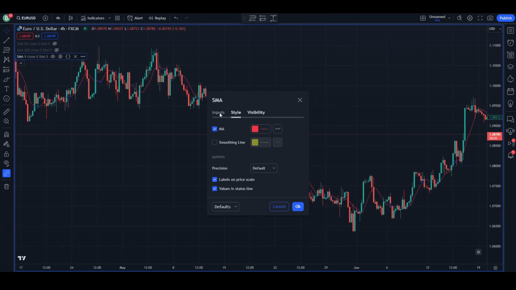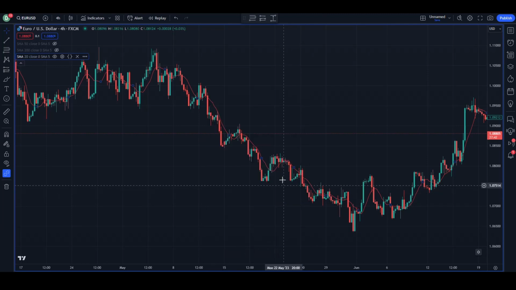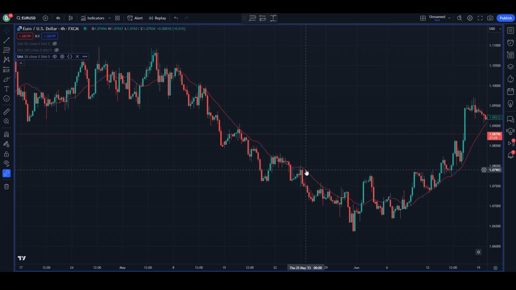And then we go to inputs. Now over here on length you can select the period on which the measurement is done. As we said, by default it goes at 9, but we want to set it to 20. Once we place the period we want our moving average to have, we just click on OK. Look now. See how the moving average changed. This is because now it's calculated from a larger sample of closing prices of previous candles.